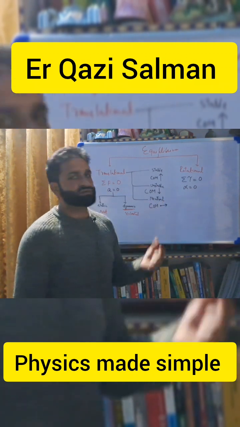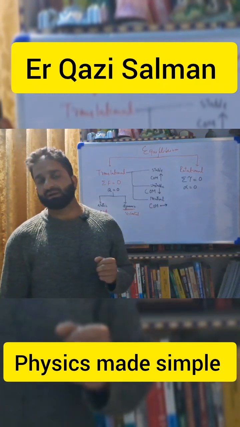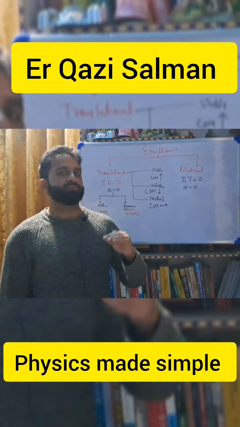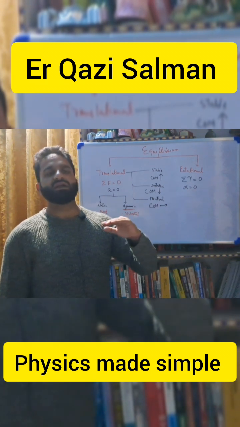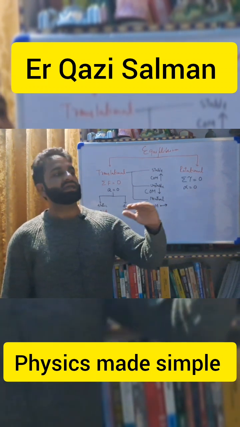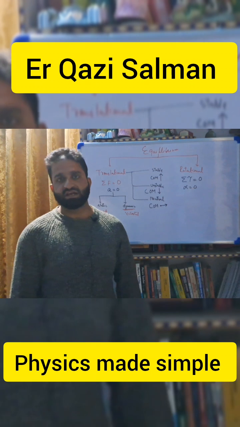And another is neutral equilibrium. Neutral equilibrium is when a body is in equilibrium and it is disturbed, it continues to be in that state, like a ball rolling on a surface.